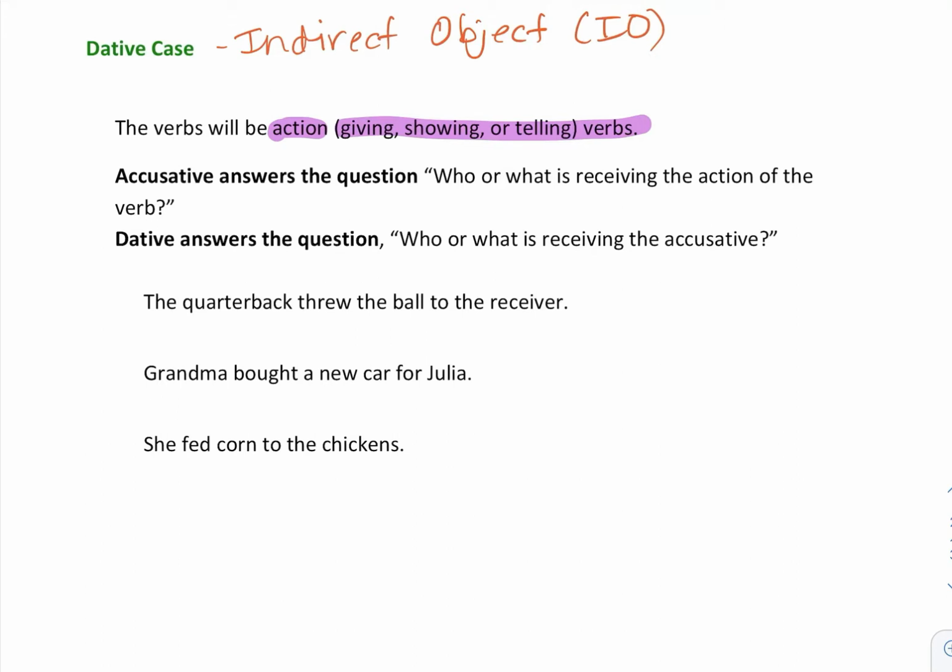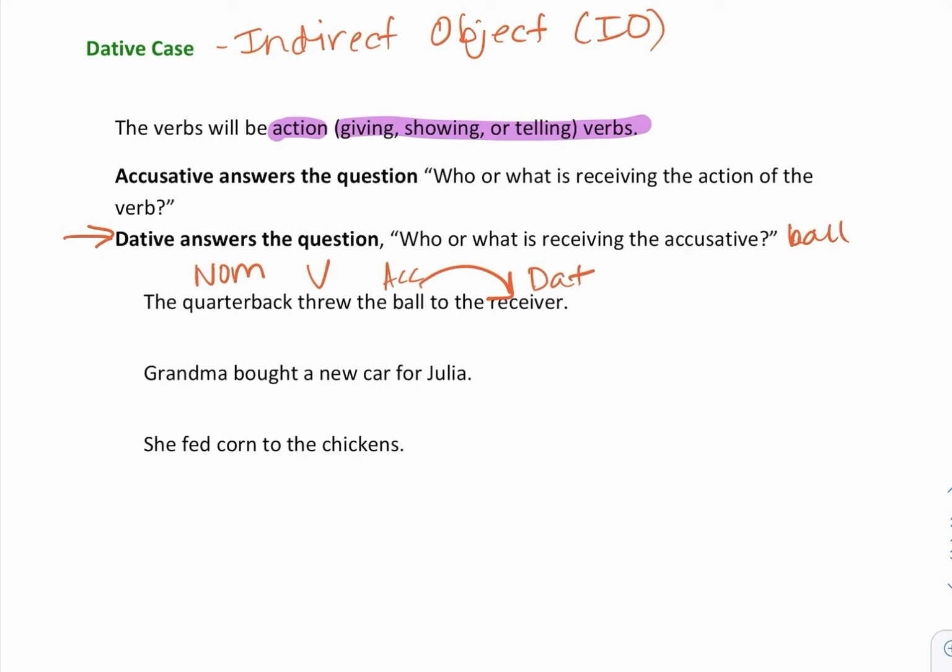So let's give this a try. I'm going to show it to you in English first, and I'll show you how to find out what the dative is. Now, the quarterback threw the ball to the receiver. First of all, we're going to identify the verb, which is threw, which tells us what the action is. And then we look for who threw, who's the subject, who's the nominative. The quarterback is. And what did the quarterback throw? What was the victim of being thrown? That is the ball. And so the ball is the accusative. So remember, we go back and we answer this question: who or what is receiving the accusative? In this case, the accusative is the ball. Who or what is receiving the ball? The receiver is. So the receiver is actually the dative.